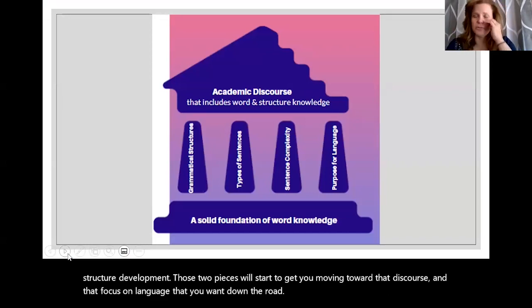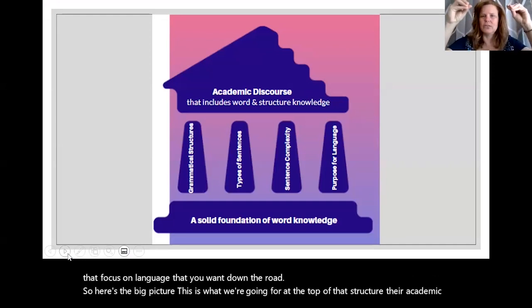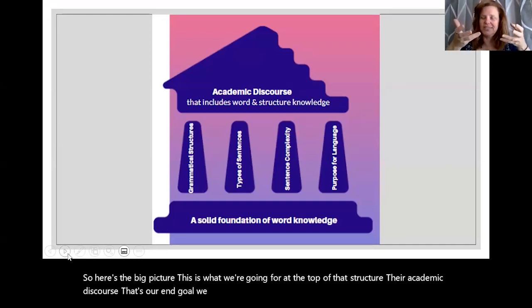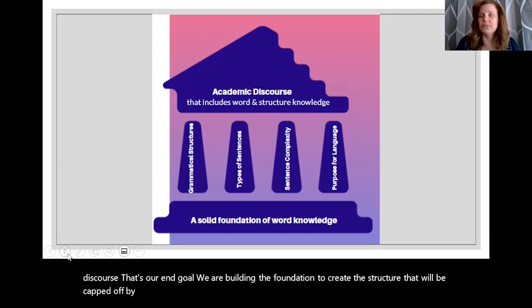So here's the big picture. This is what we're going for. At the top of that structure there, academic discourse, that's our end goal. We are building the foundation to create the structure that will be capped off by academic discourse. That's the flow of our course here.